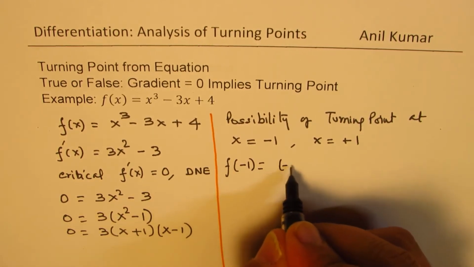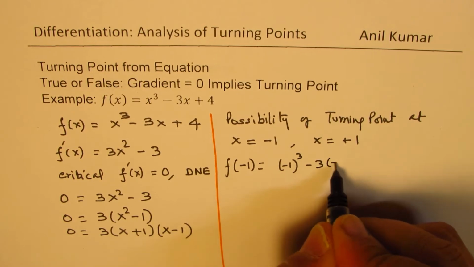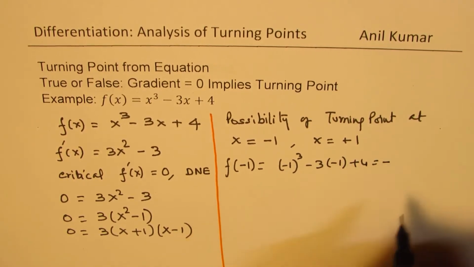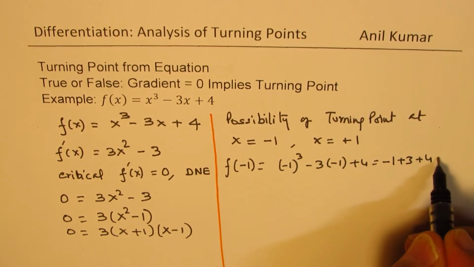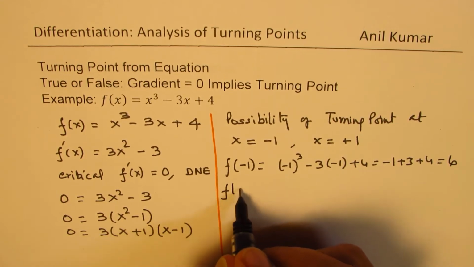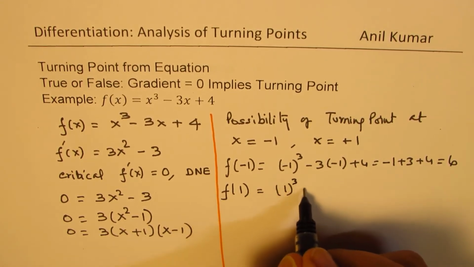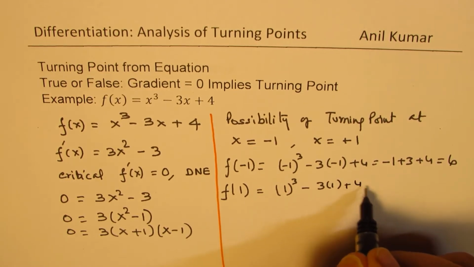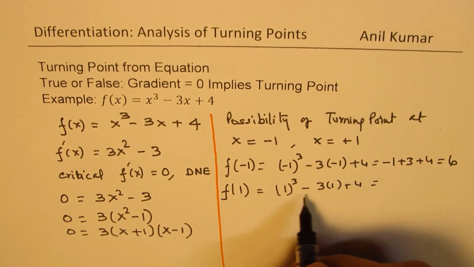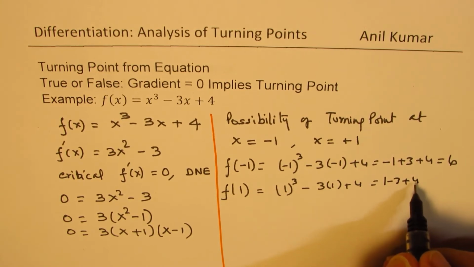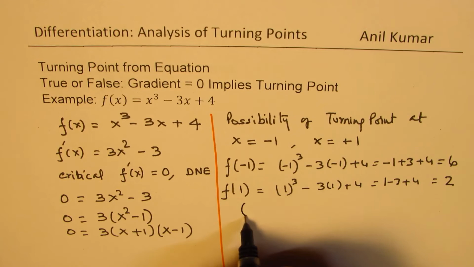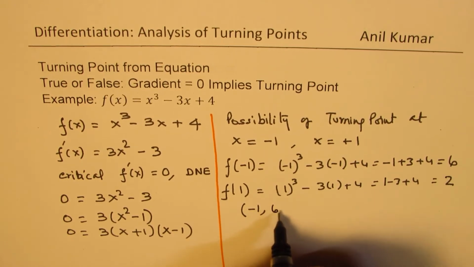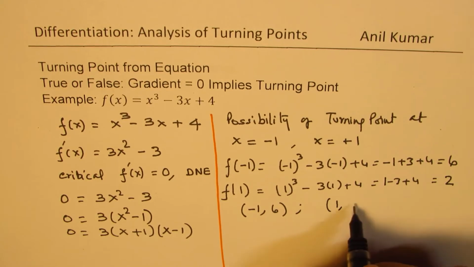So at minus 1, the value is minus 1 cubed minus 3 times minus 1 plus 4, which is minus 1 plus 3 plus 4. 7 minus 1 is 6. And the value at 1 will be 1 cubed minus 3 times 1 plus 4, which is 1 minus 3 plus 4. So 5 minus 3 is 2. So we do have 2 points here. So our points of interest are at x equals minus 1, the y value is 6, and at x equals 1, the y value is 2.